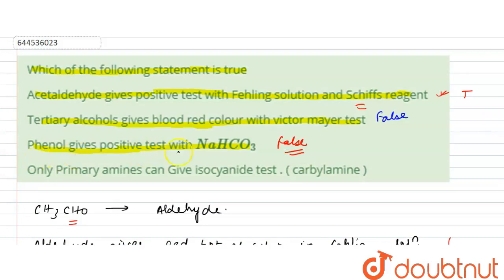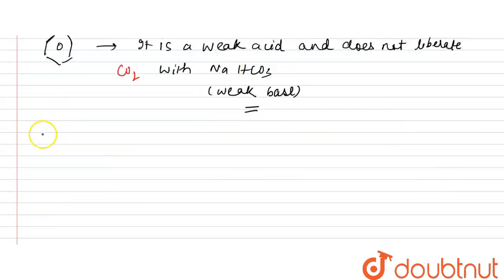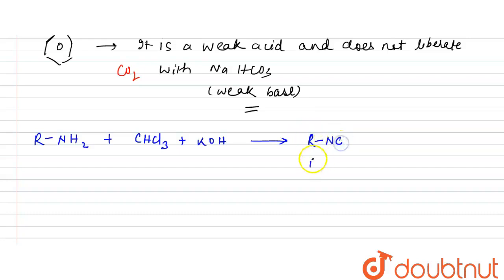Then the last one: only primary amines can give isocyanide test. Is it true? What is isocyanide test? If you remember, you have a carbylamine reaction. The carbylamine reaction says that RNH2, that is when primary amine reacts with CHCl3 and KOH. This is very important. When primary amine reacts in presence of alkaline chloroform, that is KOH and CHCl3, you get the formation of isocyanide, RNC. This is isocyanide which has a characteristic smell, and along with it you get the formation of KCl plus water.